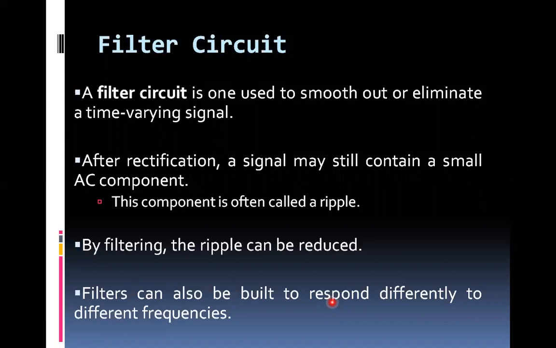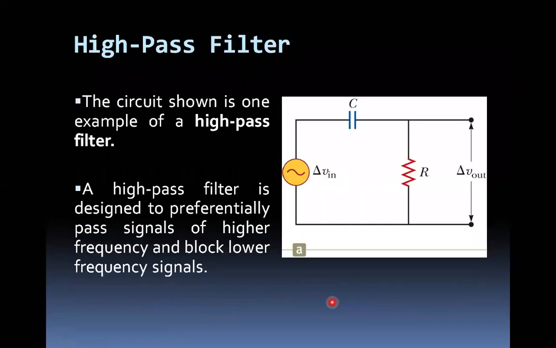After rectification, a signal may still contain a small AC component. This component is often called a ripple. By filtering, the ripple can be reduced so that the output will be in its pure DC form. Filters can also be built to respond differently to different frequencies. This is called a high pass filter. A circuit is shown, one example of a high pass filter. A high pass filter is designed to preferentially pass signals of higher frequency and block lower frequency.